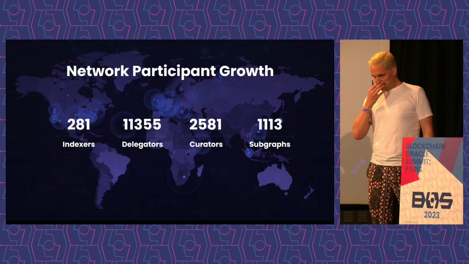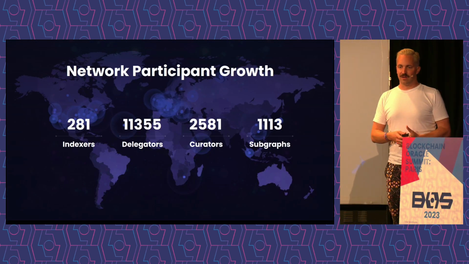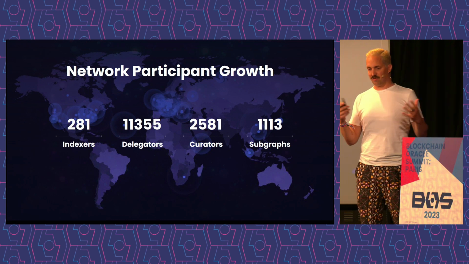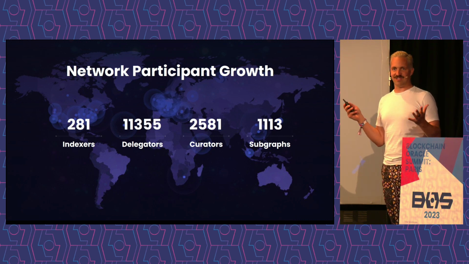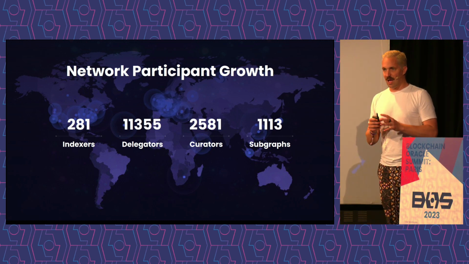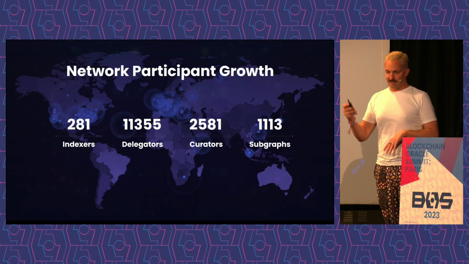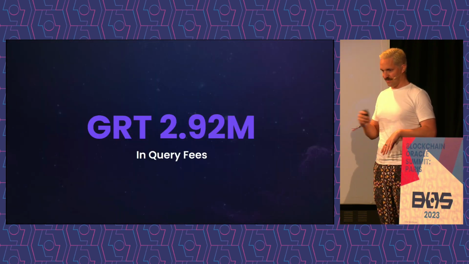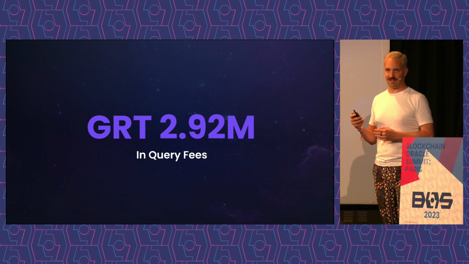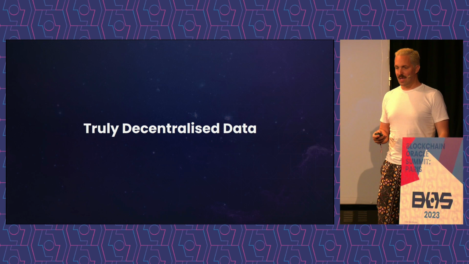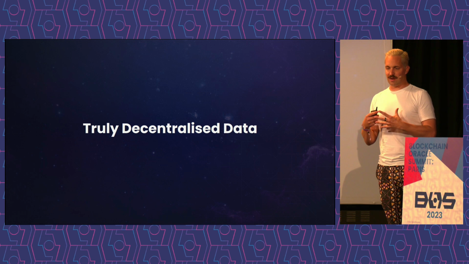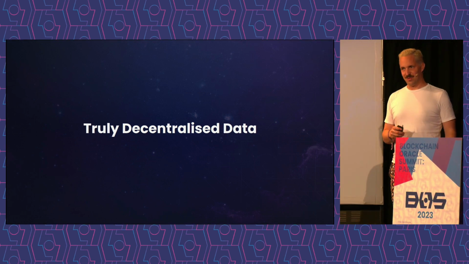And the graph is not just a service provider. The graph is a decentralized network where we currently have 281 individual indexers across the world, a bunch of delegators, a bunch of curators, and more than 1,000 subgraphs deployed to this decentralized network, so that we can really access that data. And up to today, we have almost 3 million GRT in query fees claimed on that decentralized network, so that query market is working, and that leads to truly decentralized data. The data that is on the graph is open and accessible for everybody. So that's the graph. Quick recap.